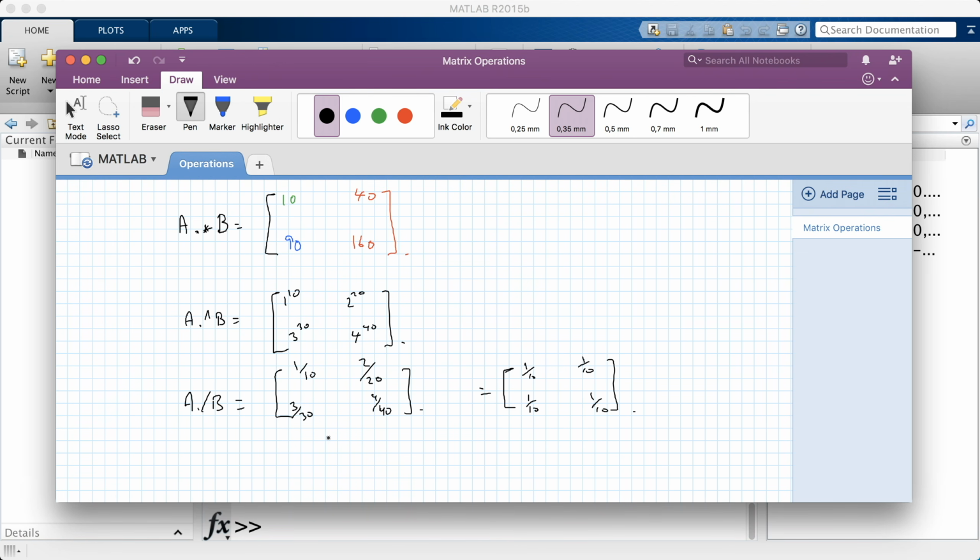Now this is a right division, right? You also have a left division. You can do B dot divided by A or A dot left divide B. Note that this is the right division. This is the left division. So in that case, you'll have 10 over 1, 20 over 2, 30 over 3, and 40 over 4, which is a matrix of all tens as such.